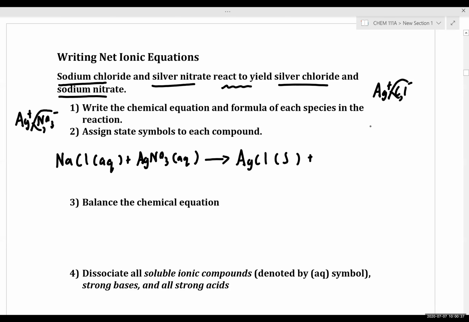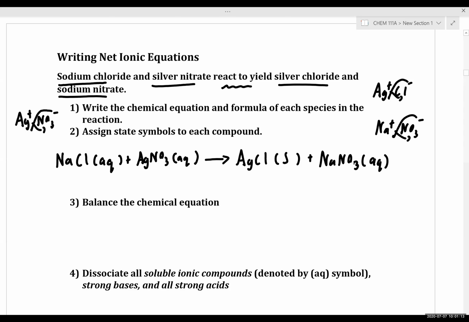Okay, sodium nitrate, so we have Na+ and nitrate, which is NO3-. We cross our charges, and that gives us NaNO3. And is sodium nitrate soluble or insoluble in water? It's a sodium salt and a nitrate salt, so it's quote unquote doubly soluble, as a joke. Yes, sodium salts and nitrate salts are always soluble in water.